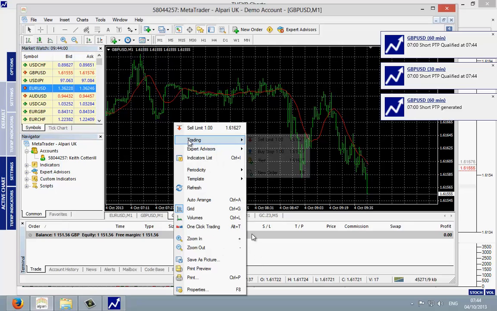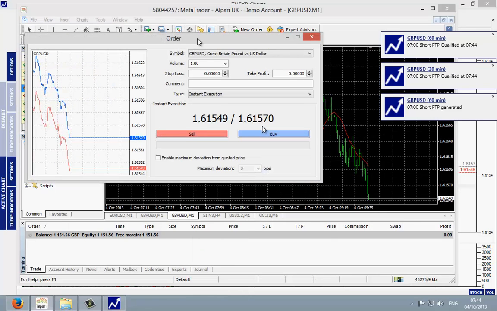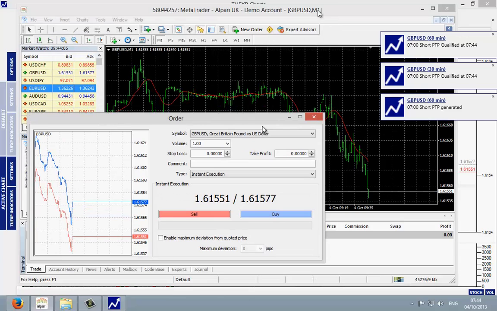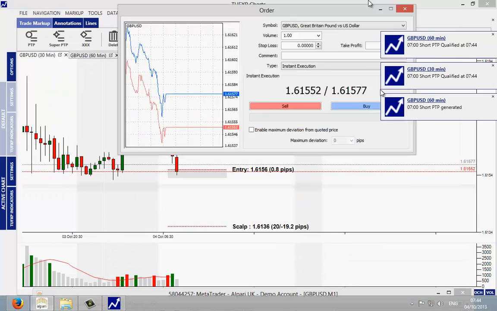And what I've done is come into Alpari, right-clicked on the 1-minute GBP USD, left-click on trading, and then left-click on new order. This brings up the sales ticket, and as I've said before in other videos, make sure that you've got the GBP matching the chart, set the bet per point, and then it's a case of just executing the trade. In this case, we're going to sell.